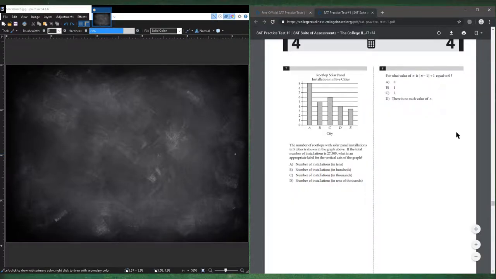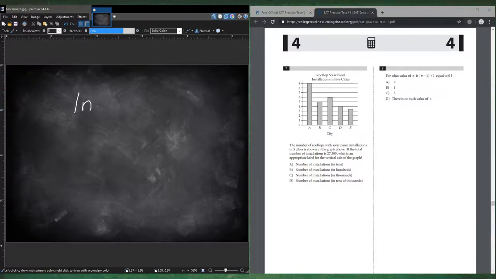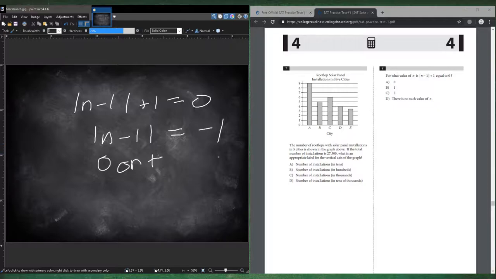Question 8. For what value of n is the absolute value of n minus 1, plus 1, equal to 0? So the absolute value of n minus 1 plus 1 is equal to 0. So the absolute value of n minus 1 is equal to negative 1, which doesn't make sense because the left side is either 0 or positive, while the right side is negative. So these would never be equal. So there is no solution, which is D.